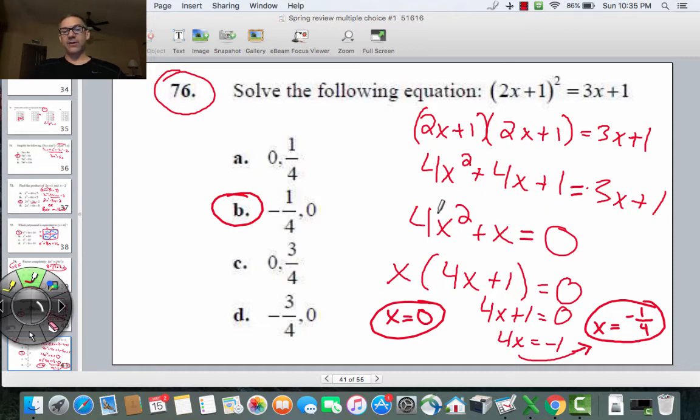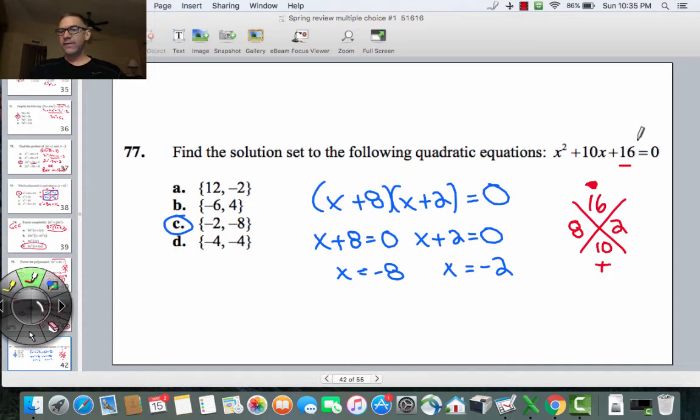And then you want to factor this, so look to see what they have in common. So they have an x in common, parentheses, and then 4x plus 1 would be left over. And then take each of these little factors and set them equal to 0. So x equals 0. And when you set this one equal to 0, you solve for x, and you get x equals negative 1/4. So those two answers.